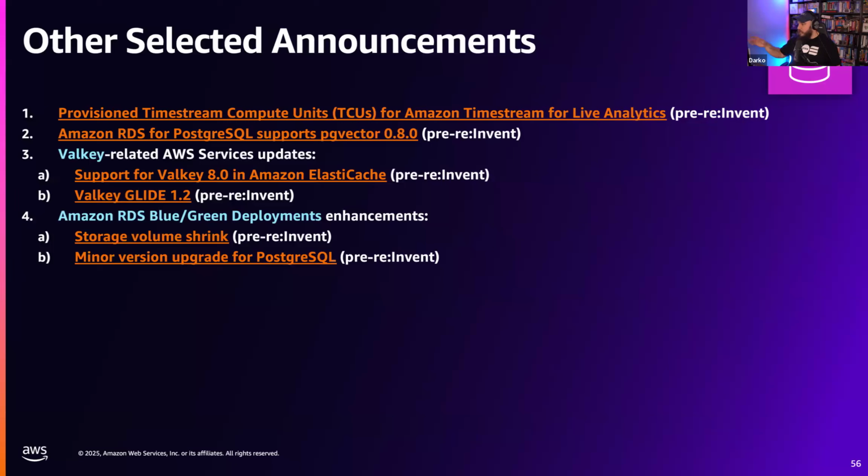Okay, couple other things. PG Vector 0.8 now, Valkey 8.0 in ElastiCache, volume shrink for storage for RDS, and then minor version upgrades for PostgreSQL on RDS.